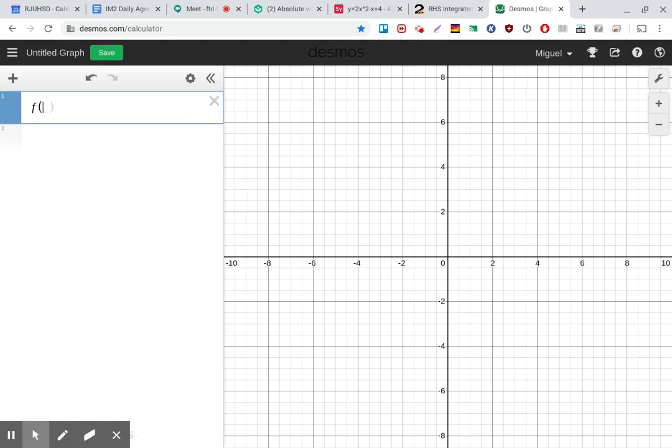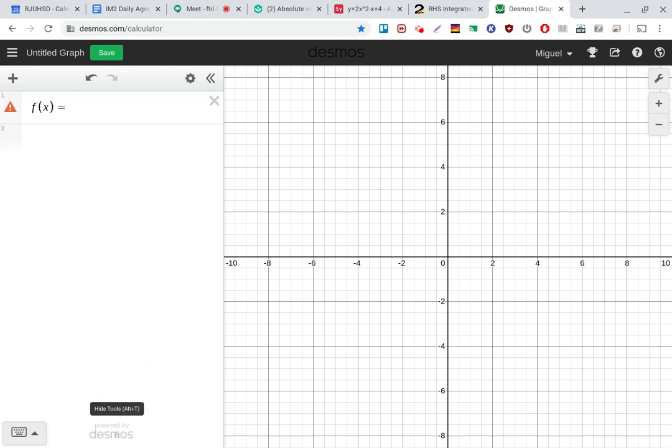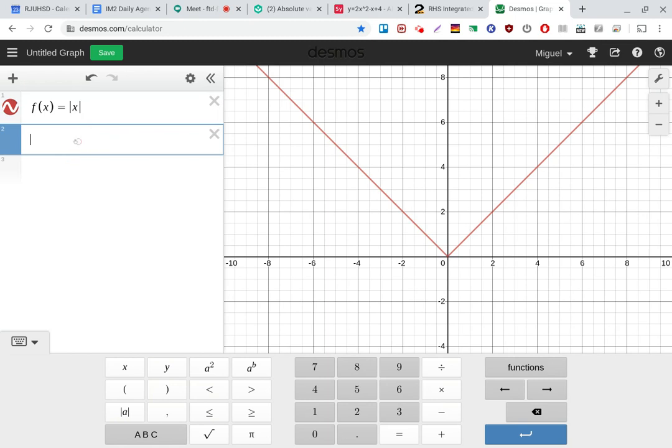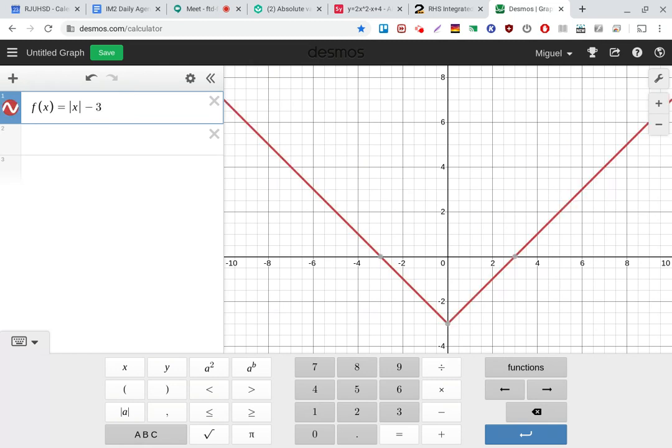So here's my function: f of x equals absolute value. Where's the absolute value? Is it this one? Hang on, I got to move this. This little tool. Here it is. So absolute value, functions. Oh, here it is. X. Okay, so here's our V. Very nice. And then we knew that if we put plus 3, it went up. And then we put minus 3, it went down.